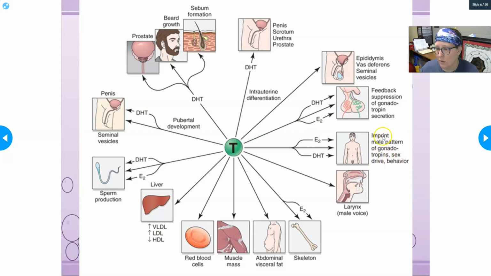So this mix of how much testosterone and estrogen a fetus is exposed to can really do a lot to drive behaviors that are usually typically associated with one sex or the other.